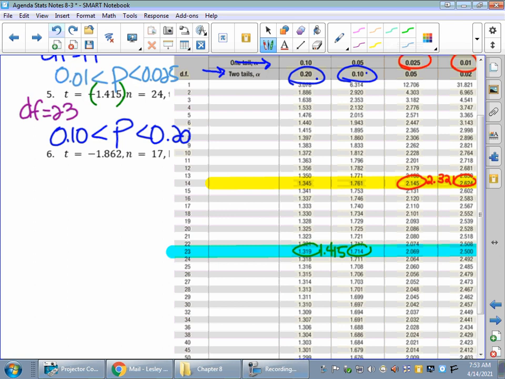So last but not least, number 6, it says that it is a left-tailed test, so one-tailed. My degree of freedom is 16. I just know that that negative tells me that it's left, right? For number 5, I probably should have put positive and negative. Sorry about that. But we know that we just ignore that sign. Let me go ahead and highlight my degree of freedom of 16.